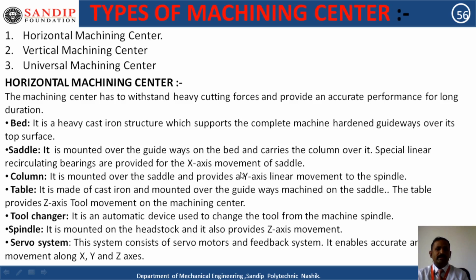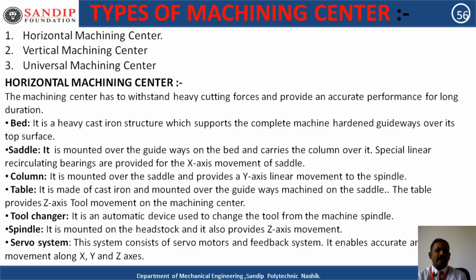Now, types of machining center. It's very simple. Horizontal machining center, vertical machining center, and universal machining center. When the spindle is horizontal, it is called a horizontal machining center. When the spindle position is vertical, it is a vertical center. When both attachments are given, vertical and horizontal, that is the universal machining center. The components are the same functions as in a drill machine, lathe machine or milling machine, so similar components are there.